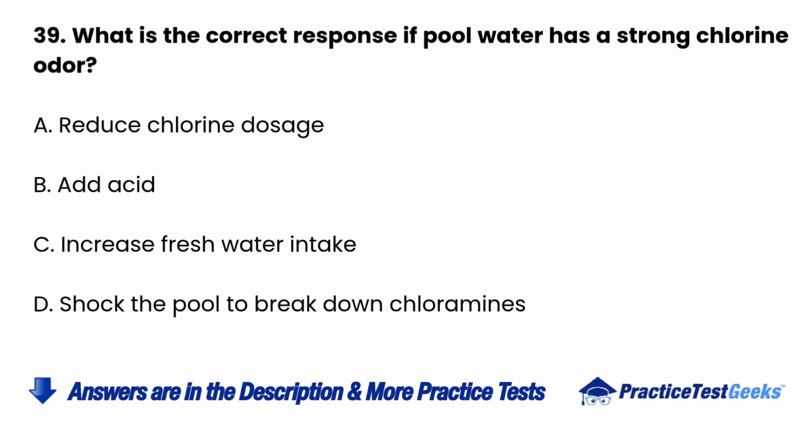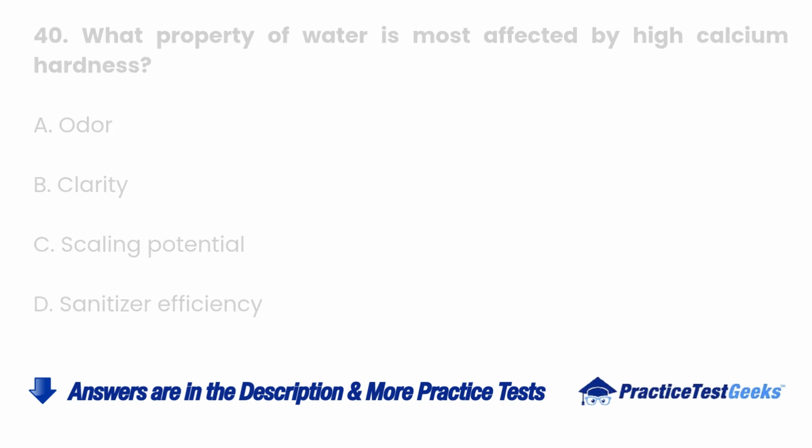39. What is the correct response if pool water has a strong chlorine odor? A. Reduce chlorine dosage. B. Add acid. C. Increase fresh water intake. D. Shock the pool to break down chloramines.